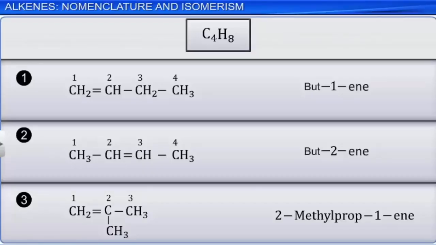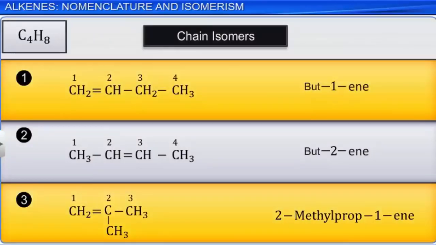In a molecule of C4H8, all the carbon atoms are present in the form of straight or branched chains. For example, structures 1 and 2 have straight chains, whereas structure 3 has a branched chain. Structures 1 and 3, and 2 and 3, are said to be chain isomers of each other.